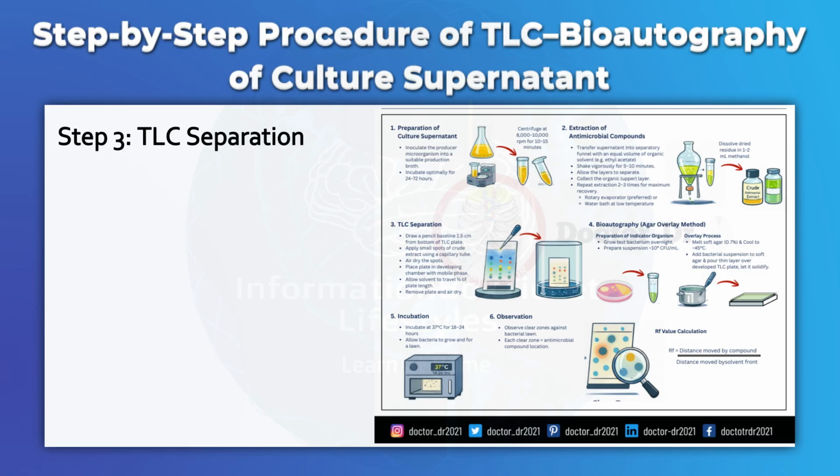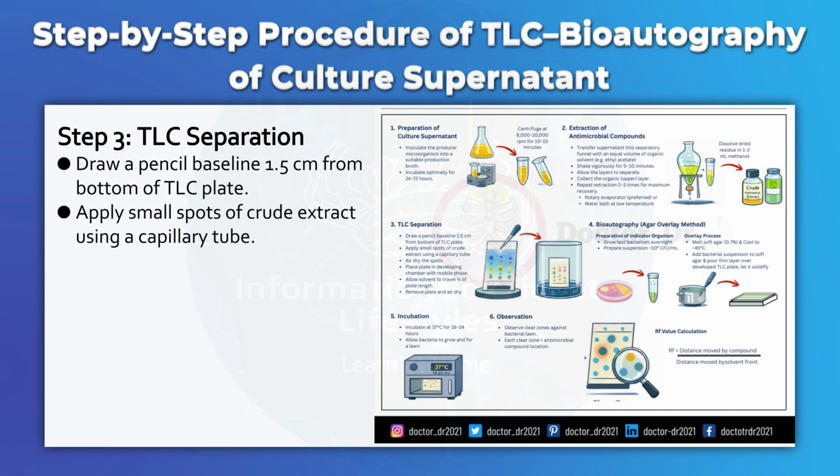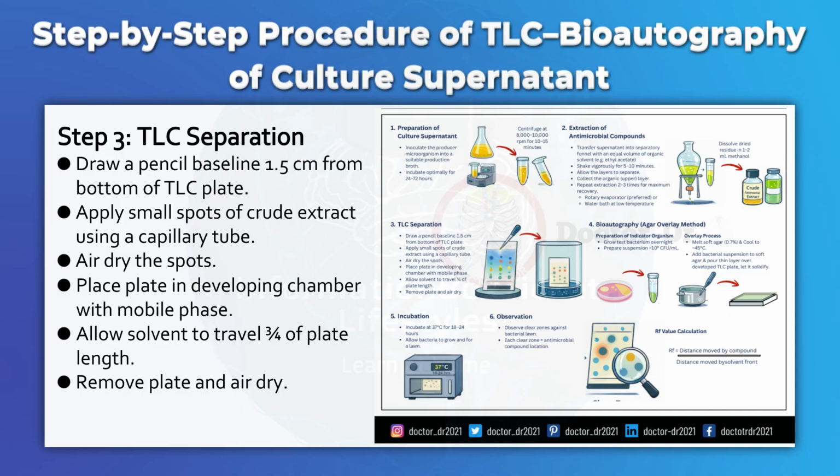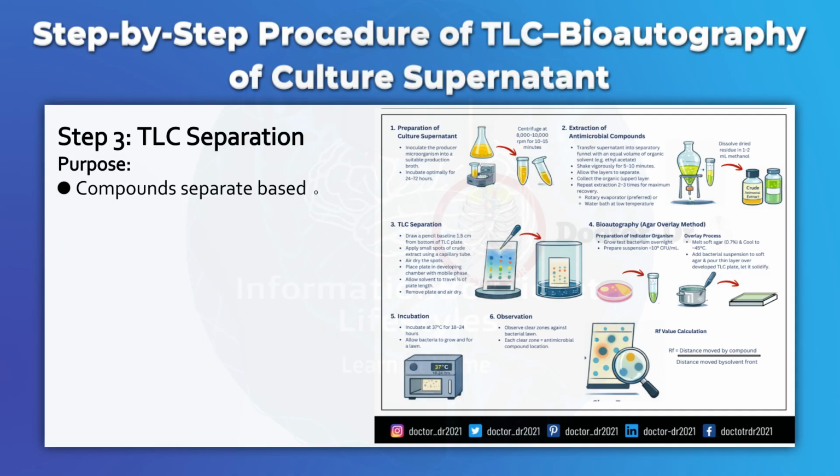Step 3. TLC separation. Draw a pencil baseline 1.5 centimeters from bottom of TLC plate. Apply small spots of crude extract using a capillary tube. Air dry the spots. Place plate in developing chamber with mobile phase. Allow solvent to travel 3/4 of plate length. Remove plate and air dry. Purpose: compounds separate based on polarity, interaction with silica, stationary phase.